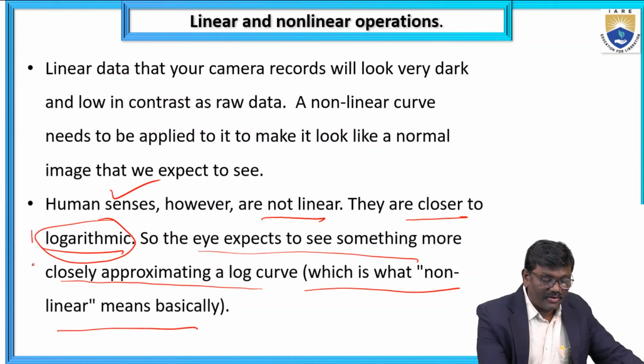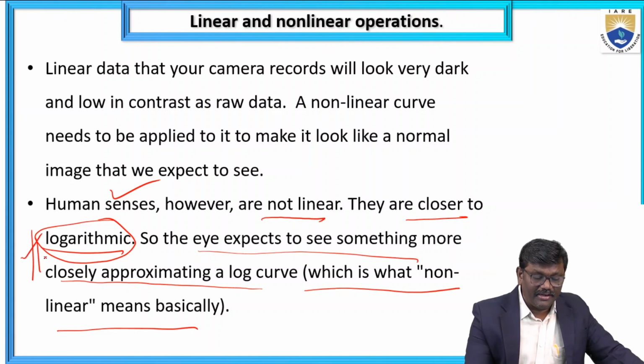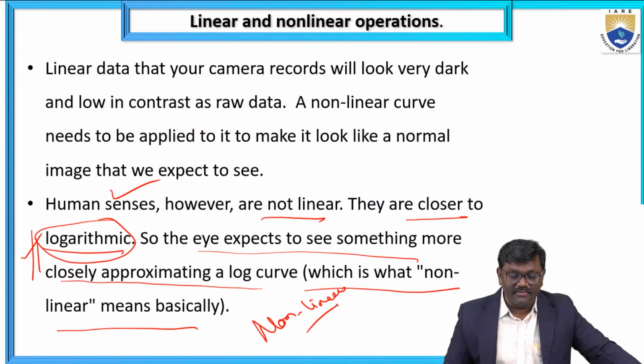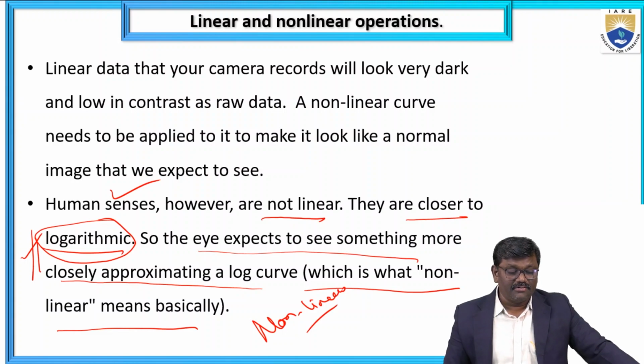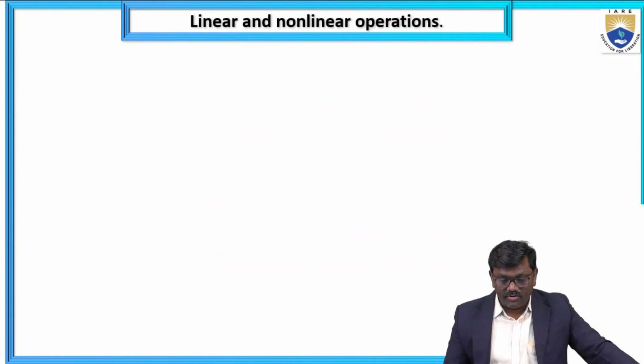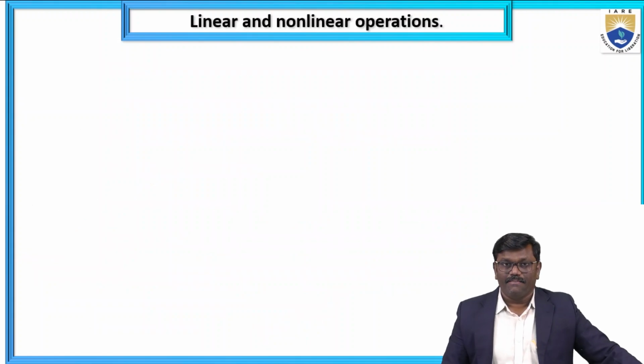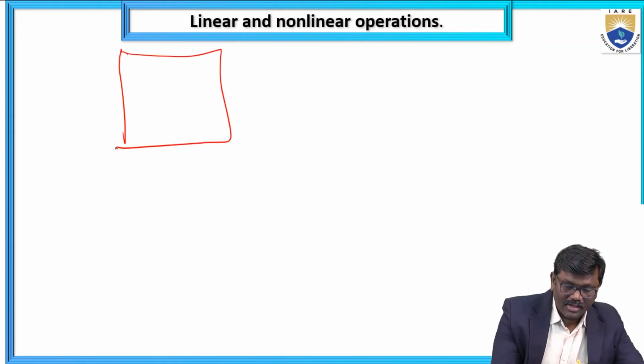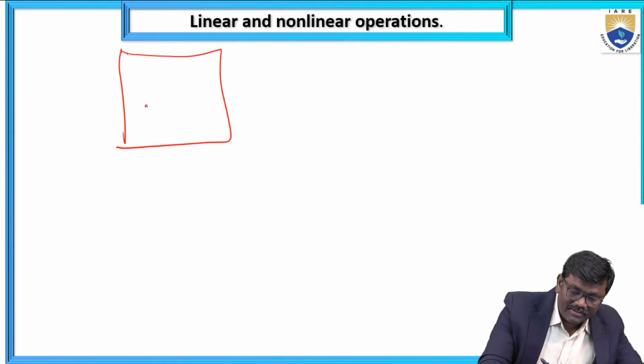So this is what we can understand as non-linear. Non-linear means it is closely approximated by a log curve, which is what non-linear means basically. Let's take one example. For example, you have taken an image. Obviously, this is the image.